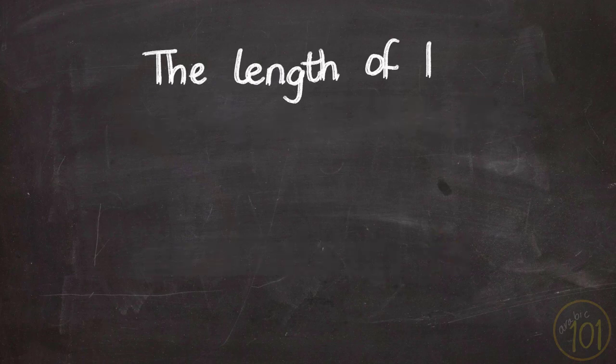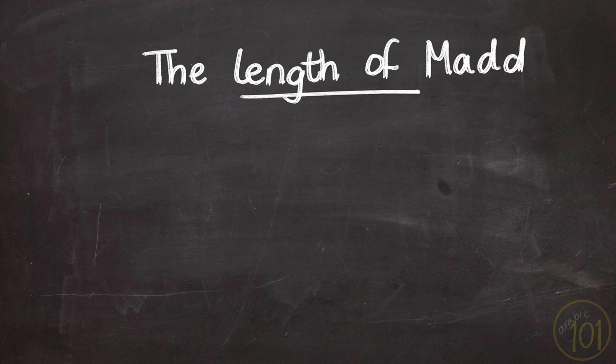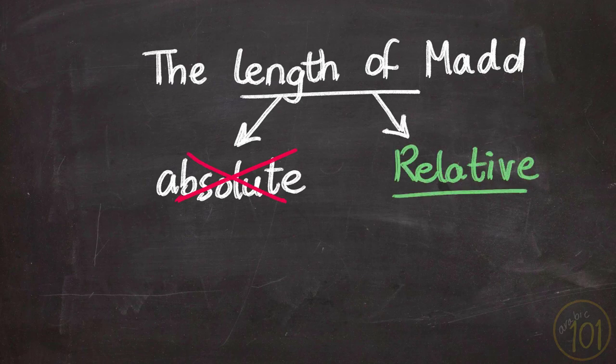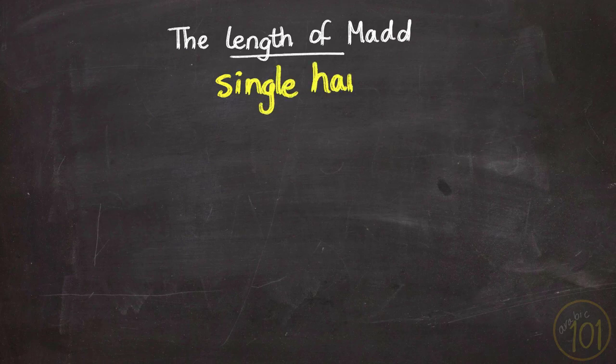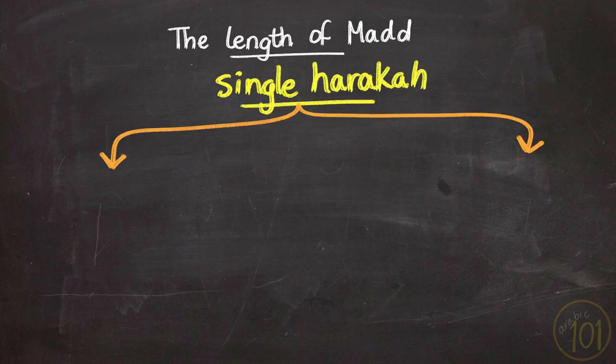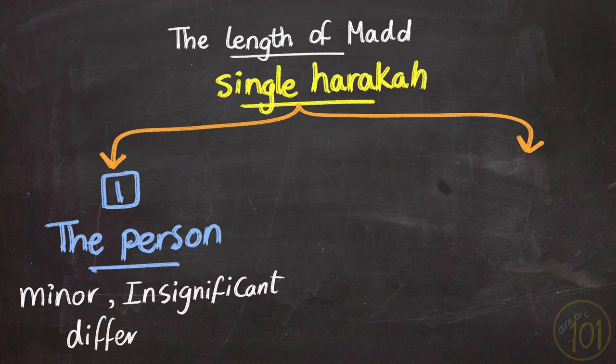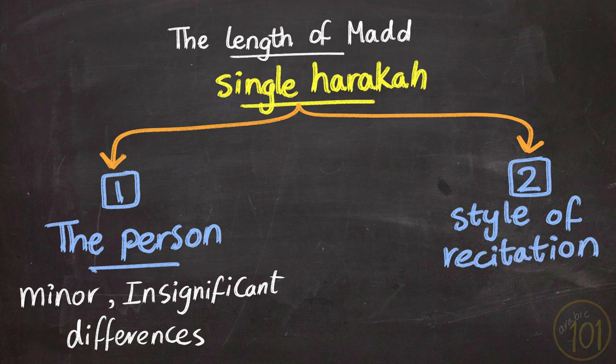And here I gotta say something very important, which is that the length of mad is not absolute, but rather it is relative. In other words, the duration of a single harakah depends on two factors. Number one, it depends on the person, since someone could grasp or release their finger a little bit faster or slower than someone else. But these should be very minor and slight differences and should not have significant effect on the length of the mad. Number two, it depends on which style of recitation you are using.